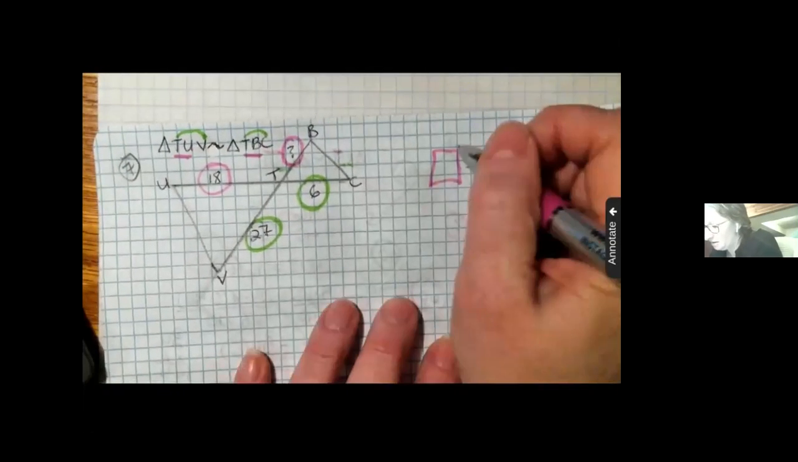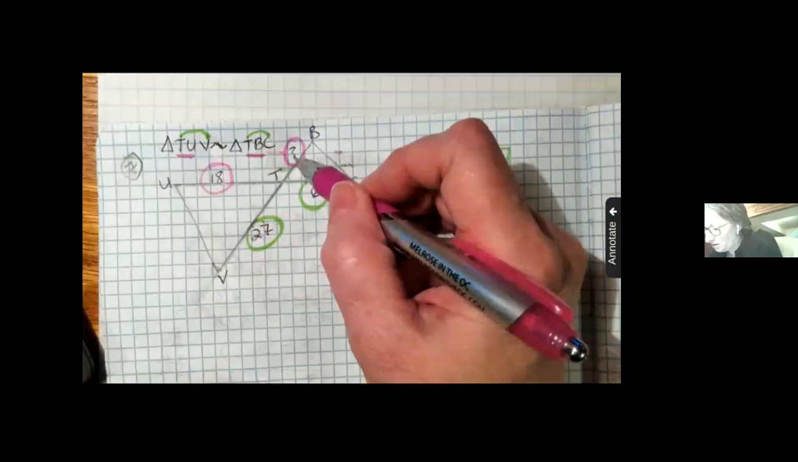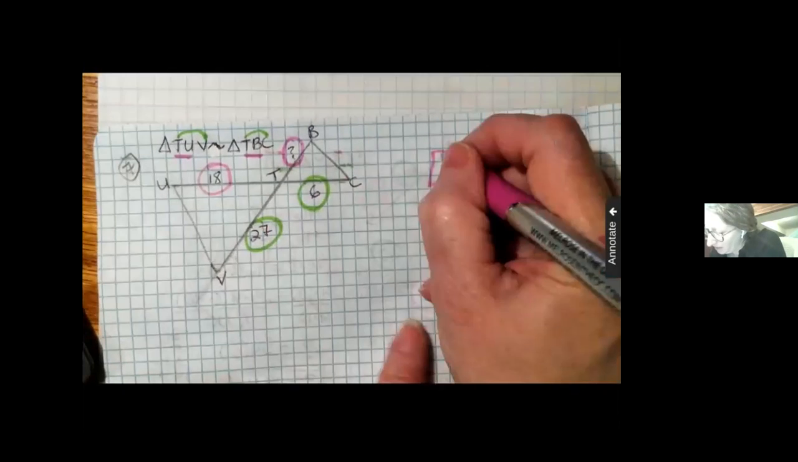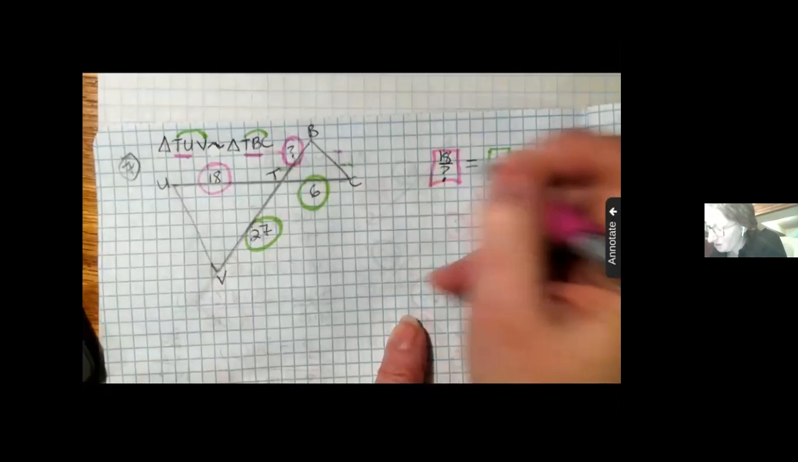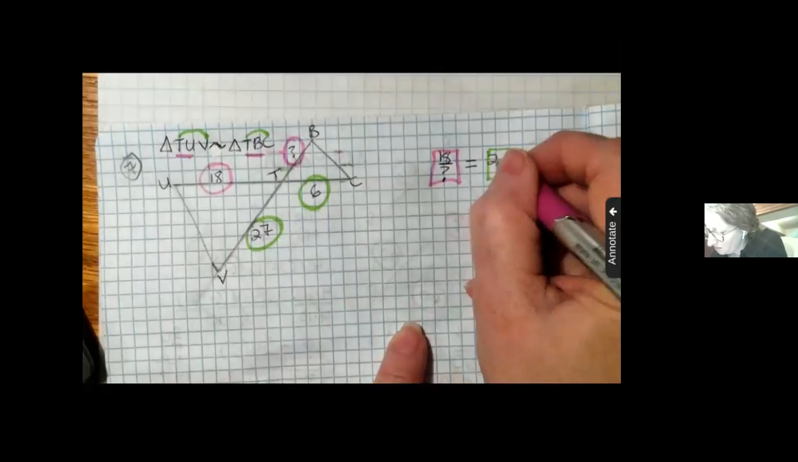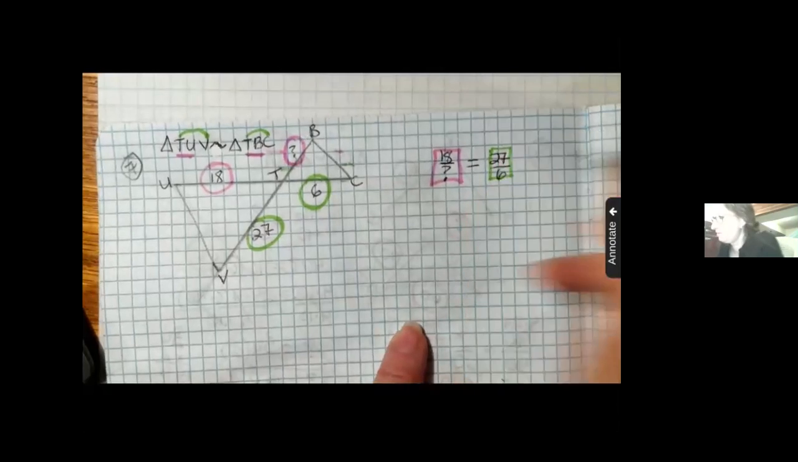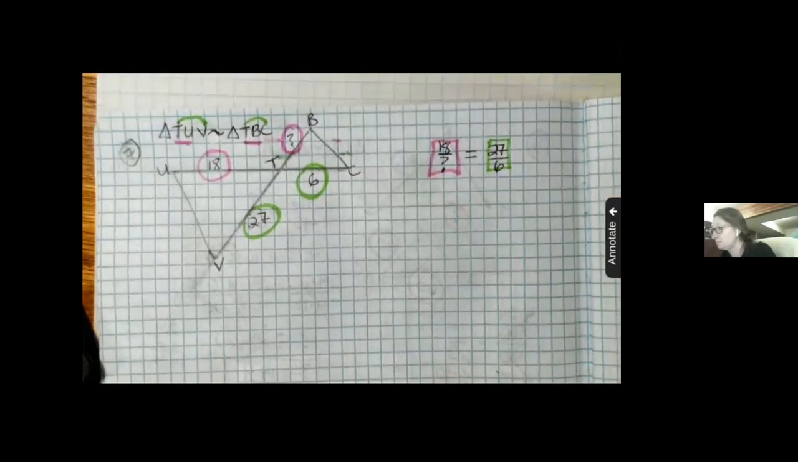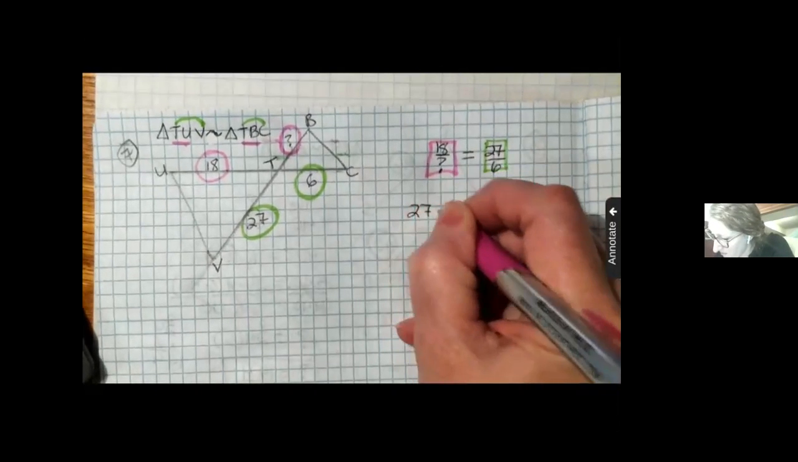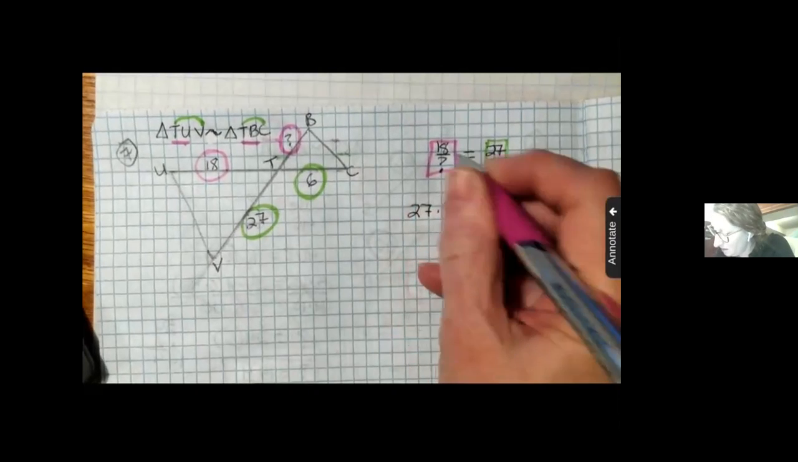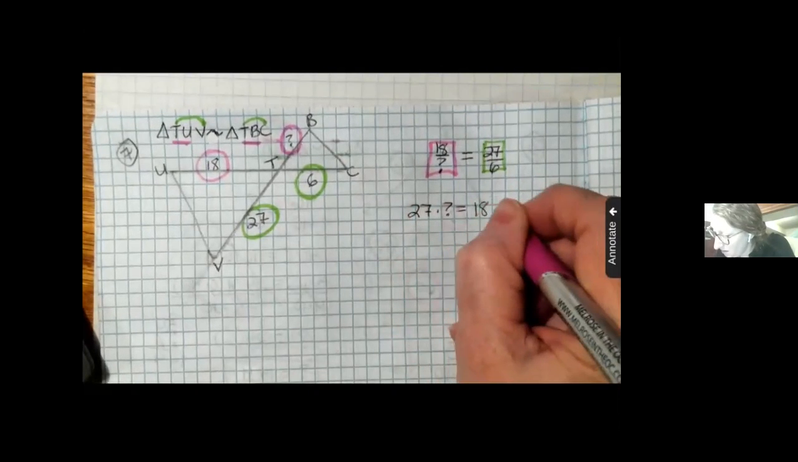Okay, so I'm going to go big to small and big to small. So 18 is to the question mark as 27 is to 6, okay? So that's my setup. Now I want to cross multiply. So I'm going to take 27 times the question mark equals 18 times 6.